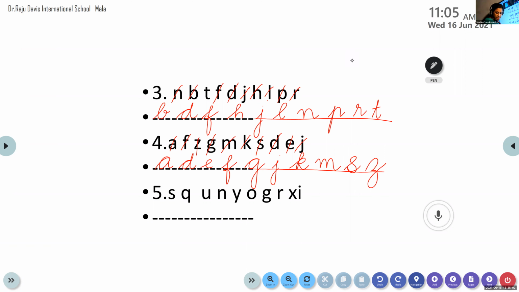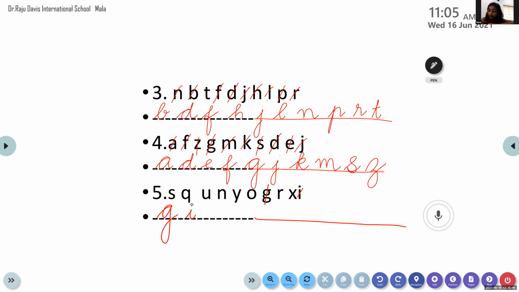SQUNYOGRXI. So these are the letters in question number 5. What we have to do is rearrange these letters in the proper order. Now, Henna, which will be the first letter? A is not there, B is not there, C is not there, D is not there, E is not there, F is not there. Finally, which is the first letter we have to write here? G. Very good. Please see that you strike away the G before you write it. After G, H, I. Yes, I. Very good.